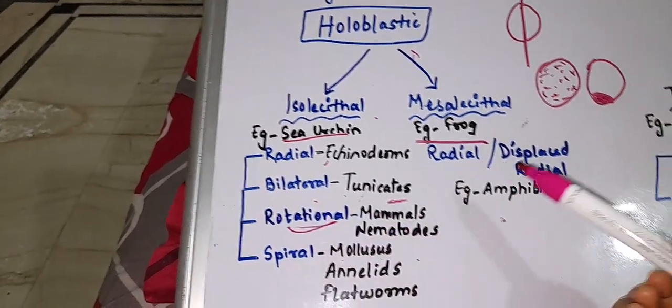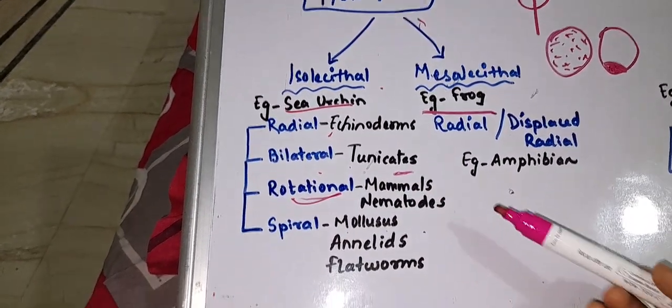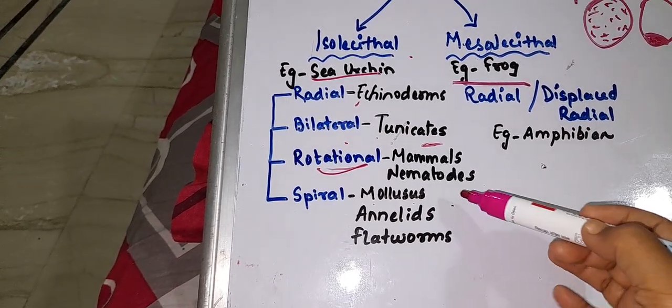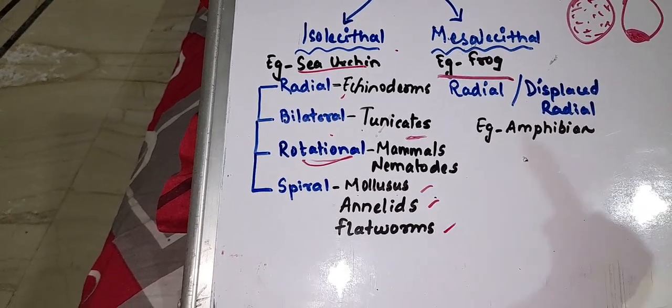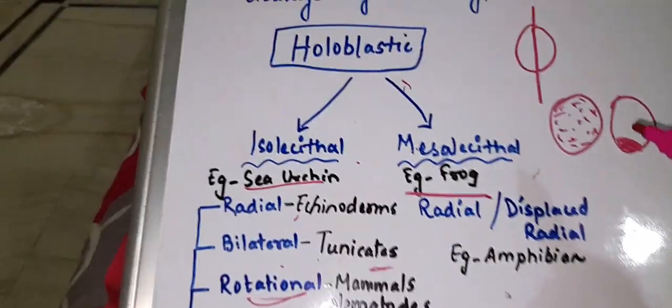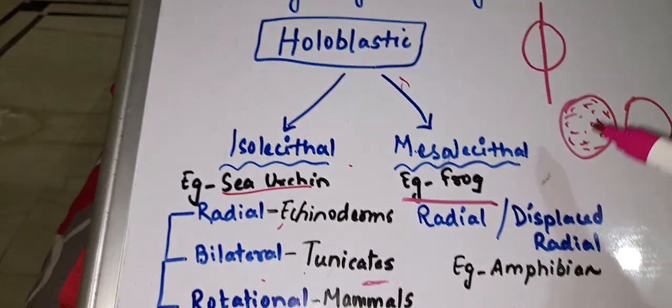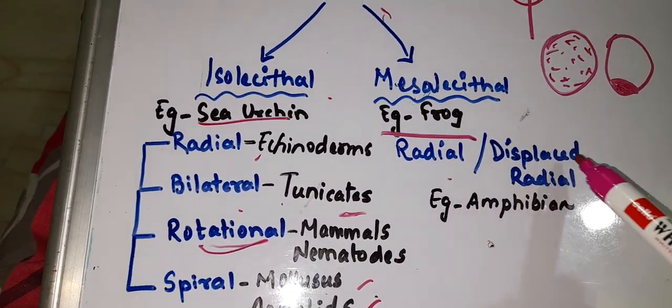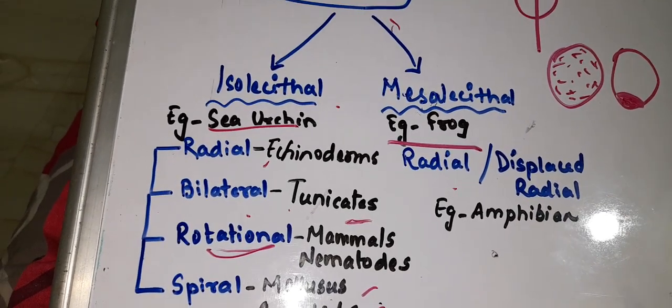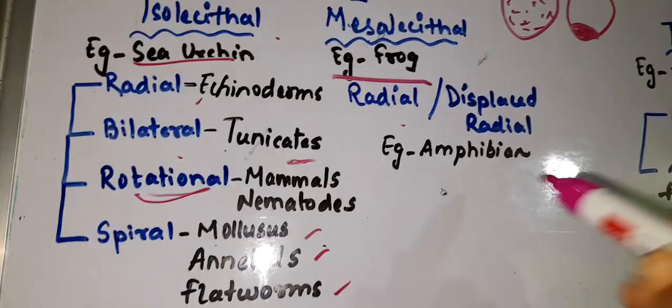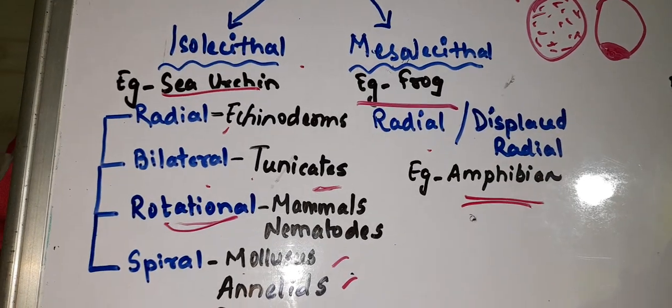Rotational type of cleavage is seen in case of mammals and nematodes, and spiral type of cleavage is seen in mollusks, annelids and flatworms. Then comes type of mesolecithal cleavage. Mesolecithal cleavage has only one type, that is radial or displaced radial. So that type of cleavage is seen in case of the amphibians.